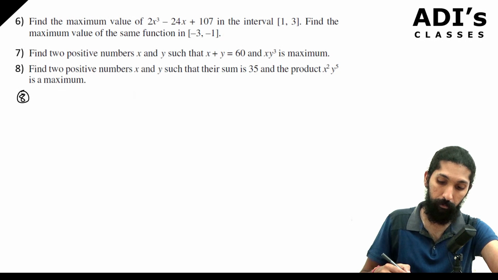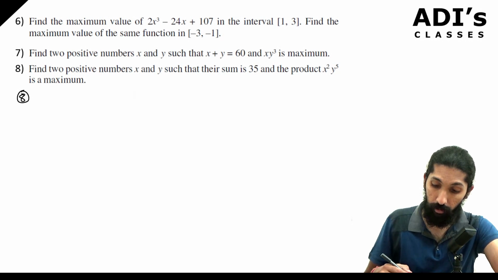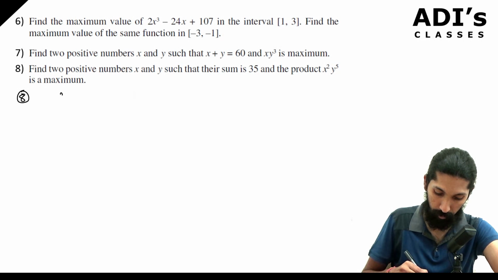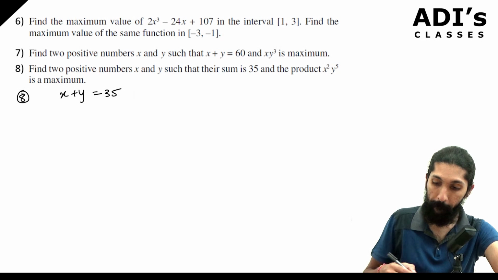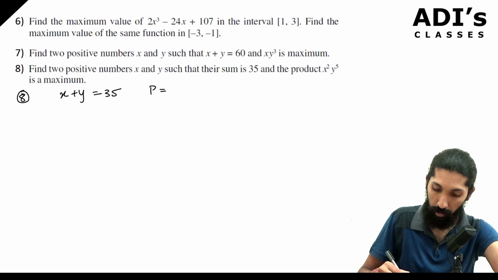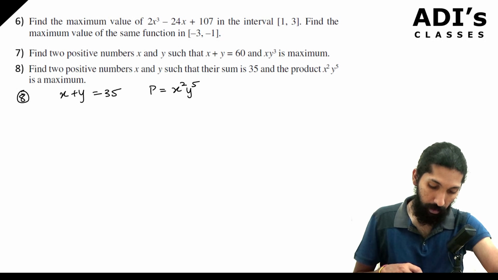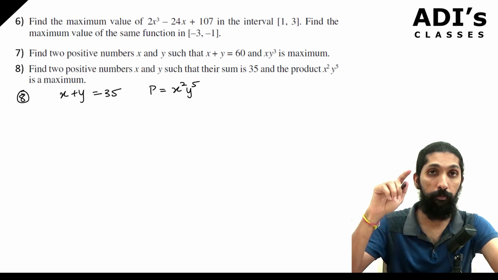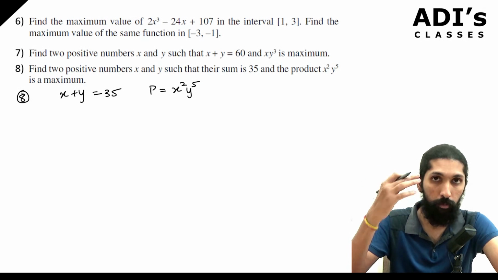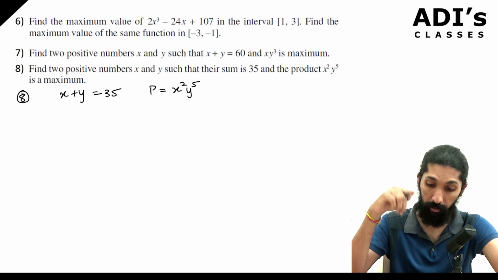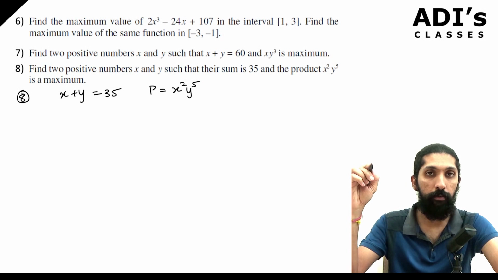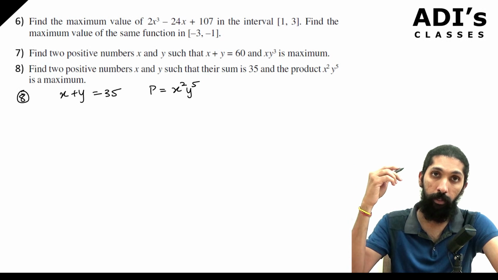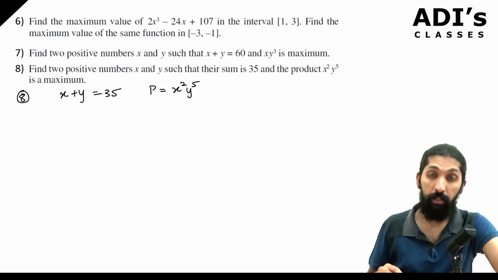Positive numbers x and y such that their sum is 35. So x plus y is equal to 35. The product x square y power 5 is maximum. See here, unlike the last question where you had the power of x as 1, which was a lot easier to solve, here you have x square and y power 5. So it's better if we substitute the x value, correct?